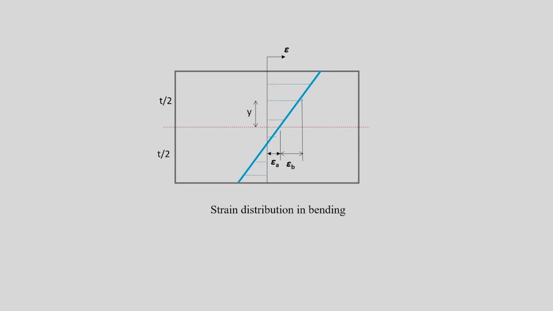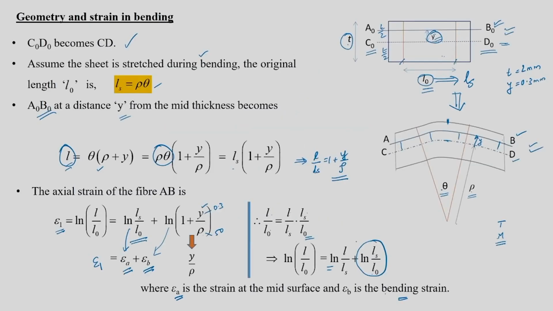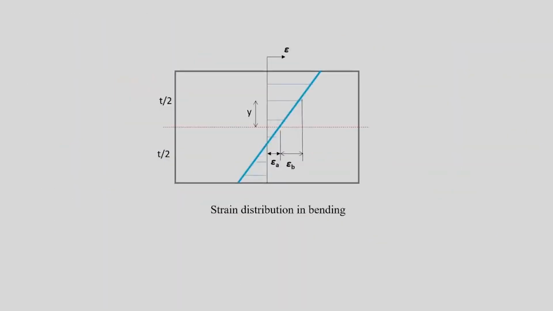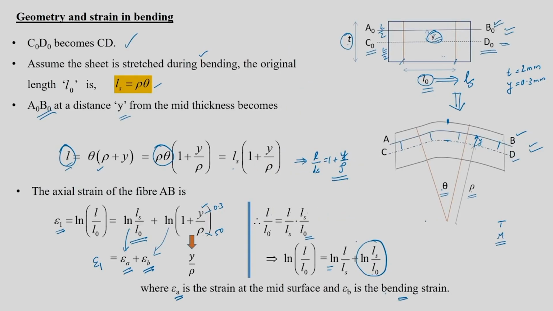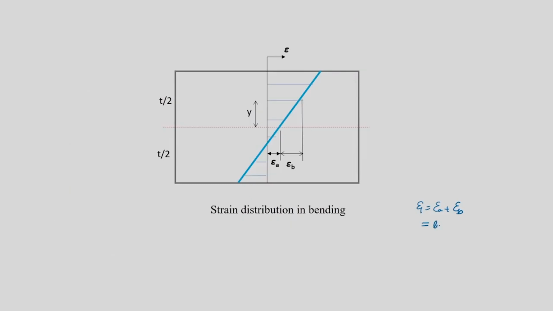Okay. So, you will see that your epsilon 1 is nothing but epsilon A plus epsilon B. The epsilon A is ln of Ls by L naught plus ln of 1 plus y by rho. I am just keeping it as y by rho, or ln of 1 plus y by rho also you can write. So, you will see that this is how the distribution is shown in the blue color.